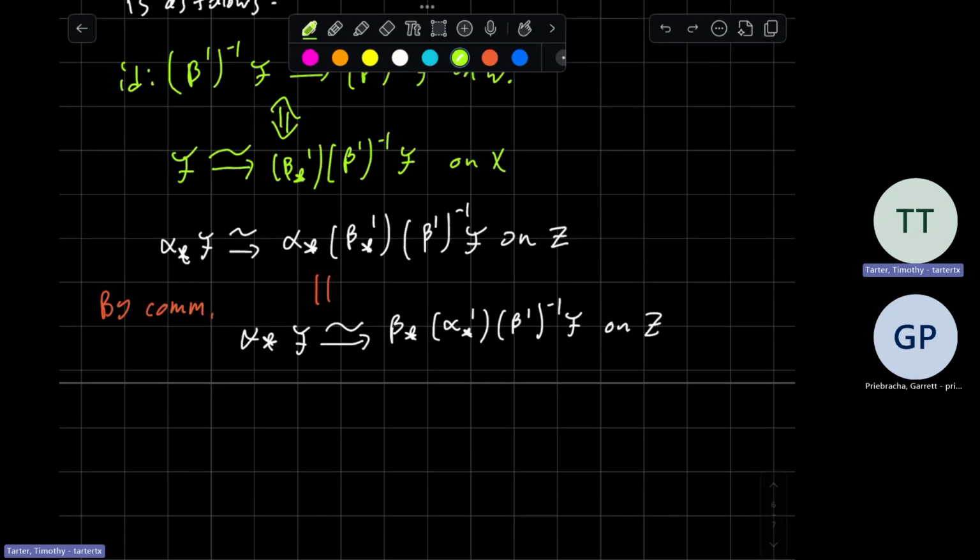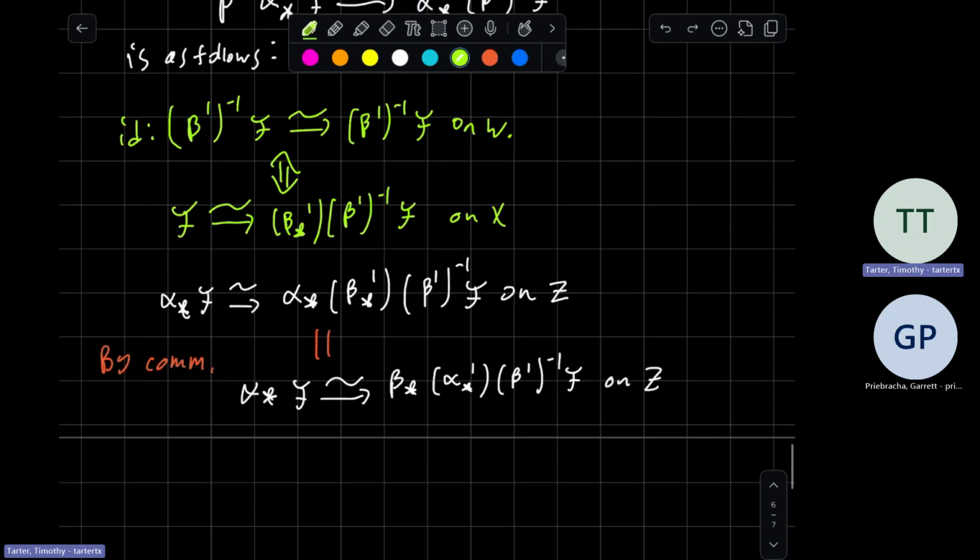A lot of convoluted notation, but it's just commutativity. Also, it seems like a lot of diagram chasing. Yeah. This entire construction is functorial in F. Okay. All right.